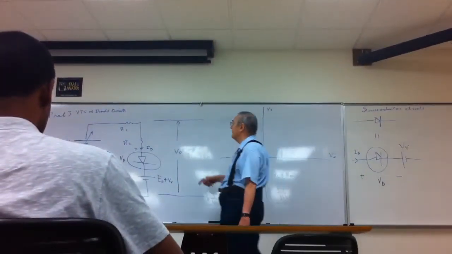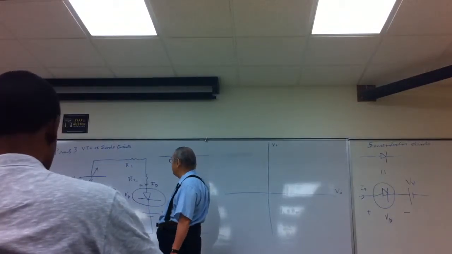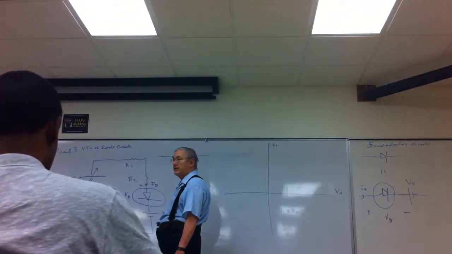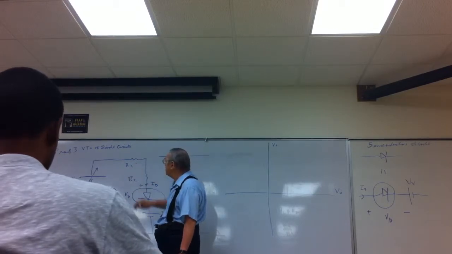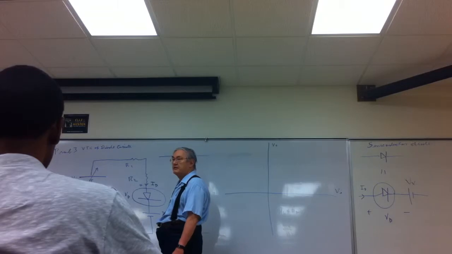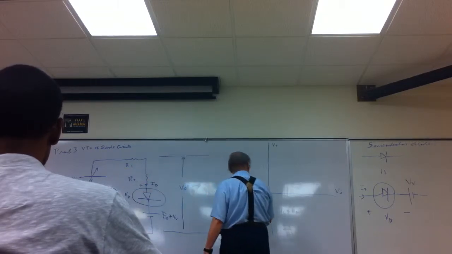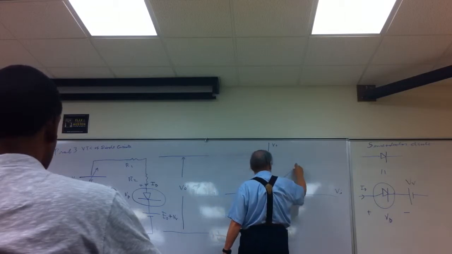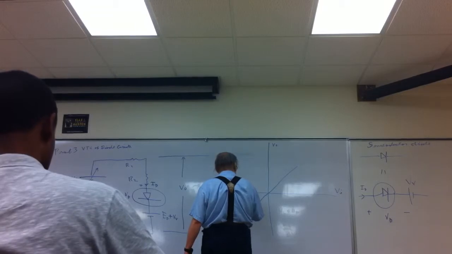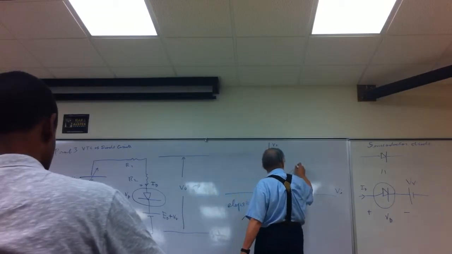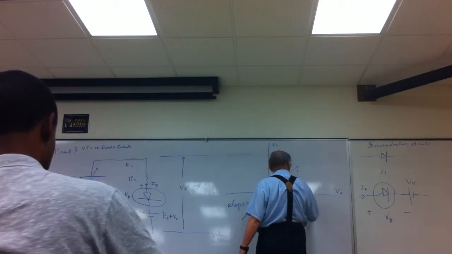What current flows in the resistor R1 for V sub I less than E sub O plus V gamma? There's no current. The ideal diode is reverse biased. What's the voltage drop across resistor R1? 0. That means the output and the input voltage are the same. So it's a straight line with a slope of 1, going through the origin.